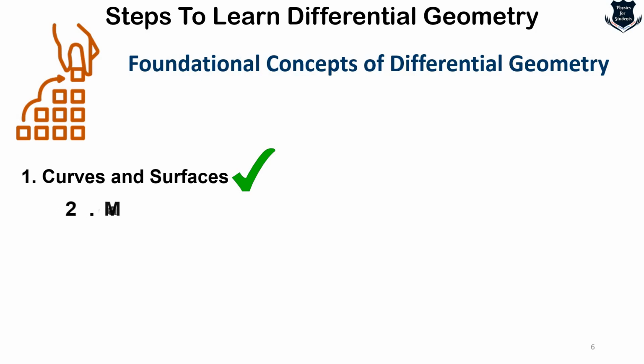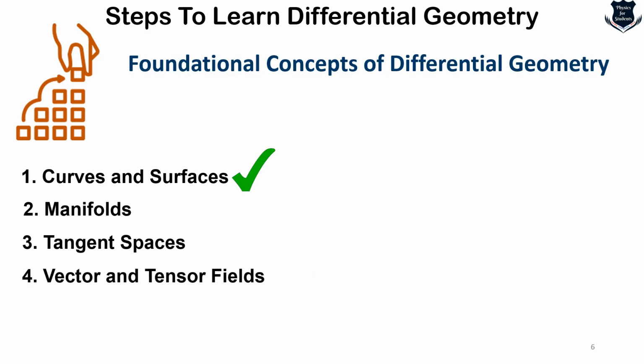The next thing which comes is a manifold. Spaces that locally resemble Euclidean space but can have a complex global structure are called manifolds. Then you need to learn what tangent spaces are, which are actually vector spaces approximating the manifold at a point. And these are used to define derivatives and directional derivatives. Next come what are called vector and tensor fields, functions assigning vectors or tensors to each point on a manifold. And this describes quantities like velocity, force and curvature.